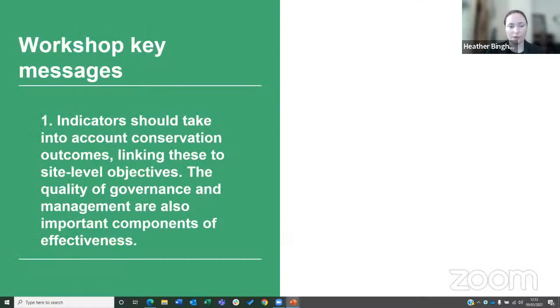So there were a lot of key messages that came out of this workshop series, but I'm just going to summarize 2 of them that I think are particularly relevant. The first is that there was general agreement that we need to go beyond just thinking about management effectiveness, and in fact, we need to be thinking about the quality of conservation outcomes when we talk about effectiveness, and that those outcomes should be linked to site level objectives. At the same time, there is general agreement that the quality of governance and management also remain important components, and that those need to be factored in as well. Next slide, please.